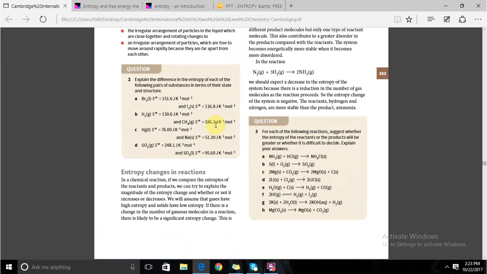And there's basically a lot of questions here. We have to explain the difference in the entropy of each of the following pair of substances. We are comparing bromine and iodine, and in this scenario it is a change of state which has led to the difference in the entropy. Hydrogen and methane, the difference in the number of atoms is responsible. Mercury and sodium has to do with the state.